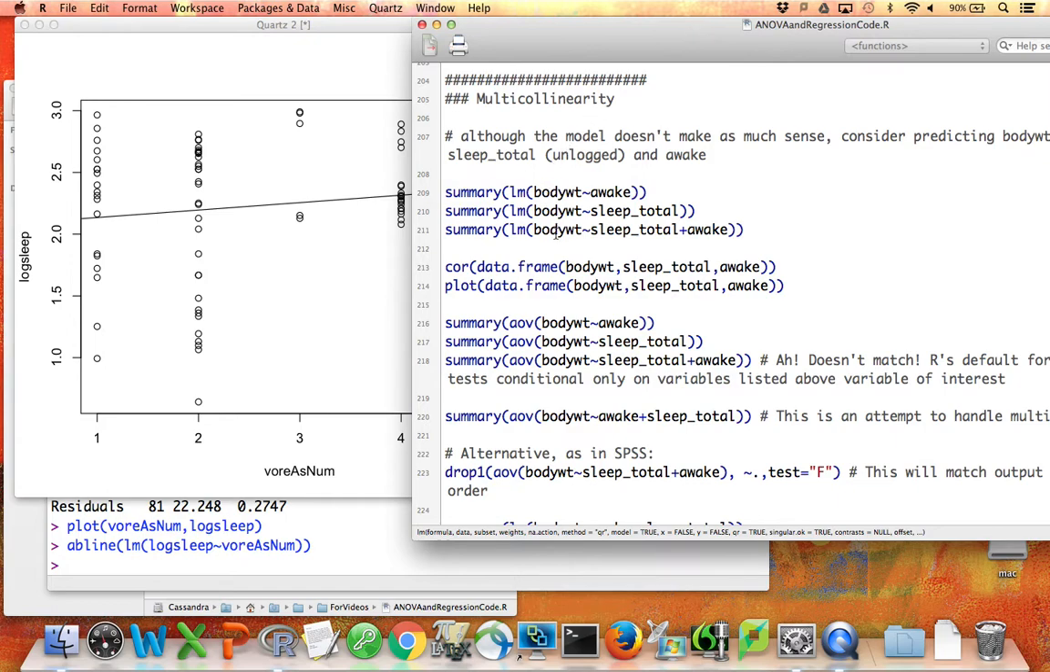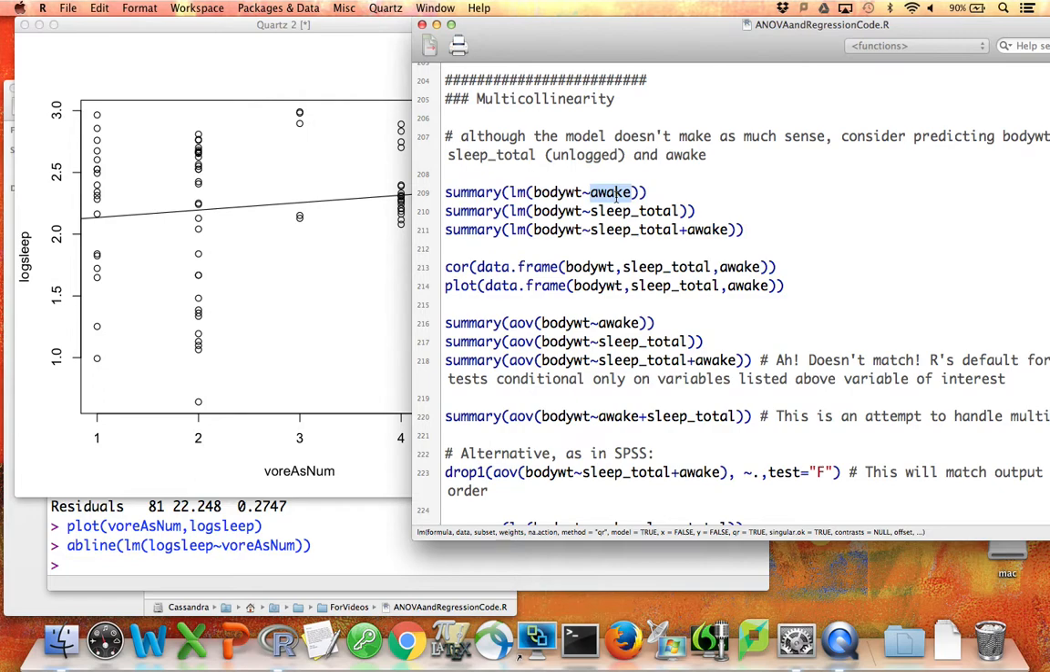We're now going to think of body weight as the outcome variable, so we're trying to predict the animal's body weight. And we're going to do that with a couple different possible predictors. We're going to consider sleep total, now not logged, and I'm doing that to make things work a particular way. So I'm going to try to predict body weight based on the total amount of sleep each animal got, and I'm also going to consider as a predictor the amount of time when the animal was awake.